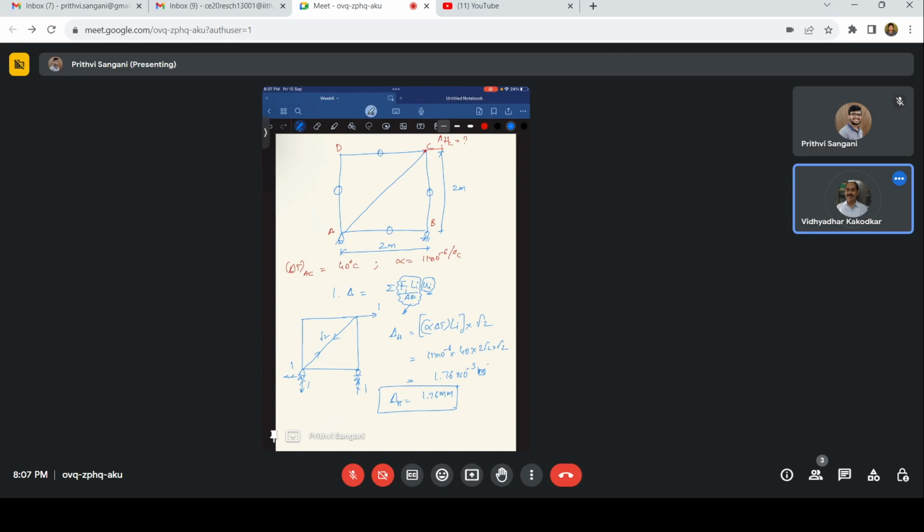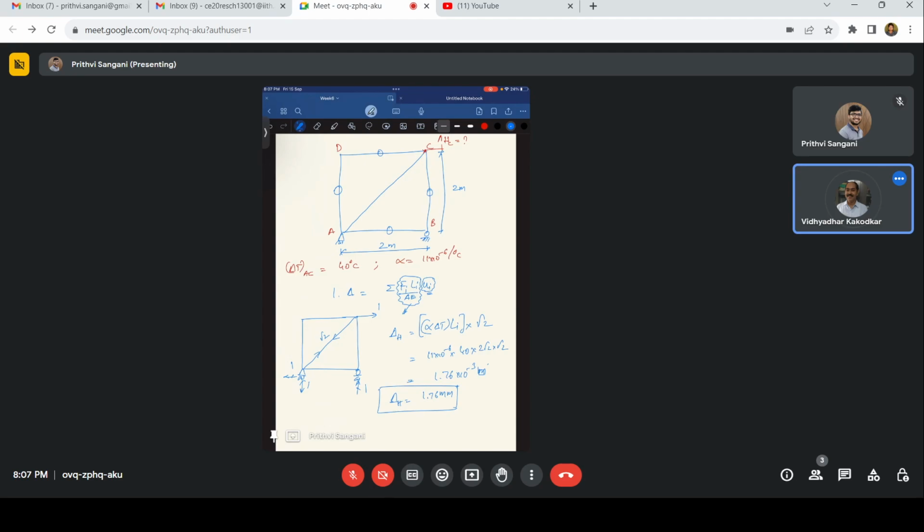Yeah, I'll just remove my redundant forces here. So what I'll do, I'll apply a unit load here. How much do I need to apply? I need to apply a force of 1 kilonewton, right?